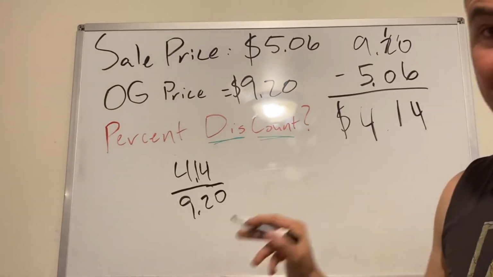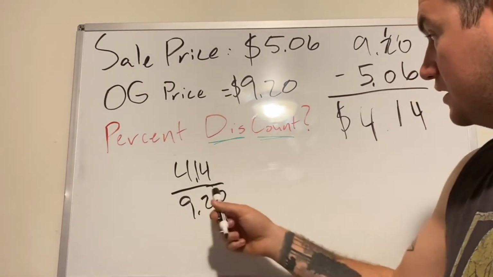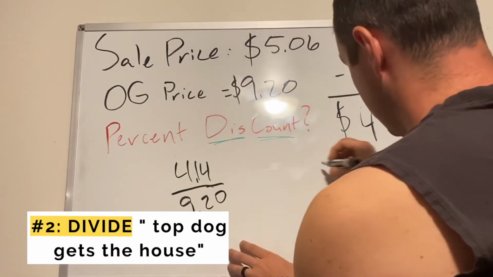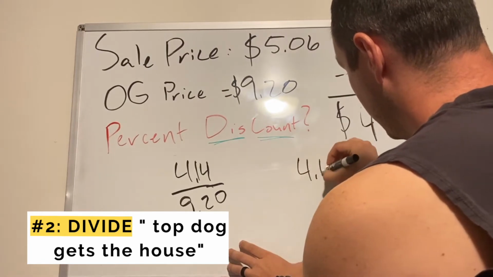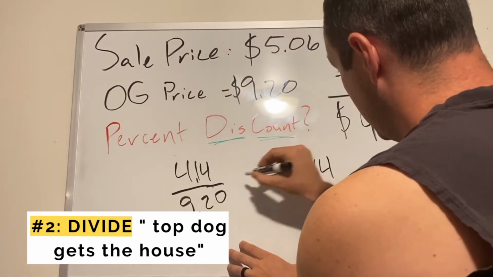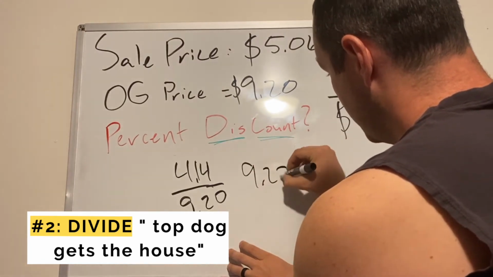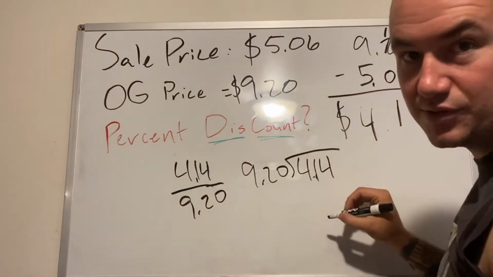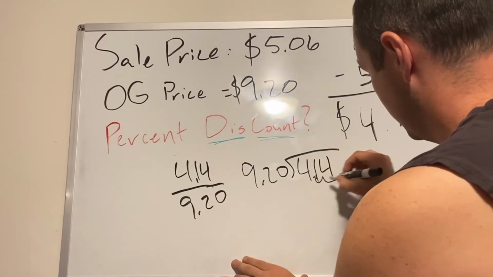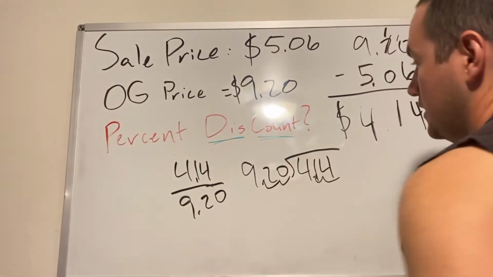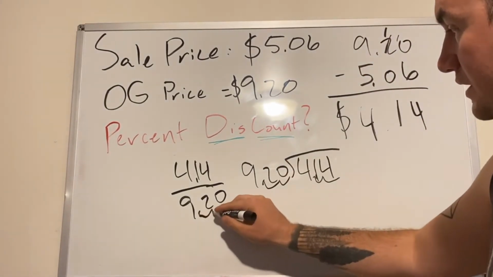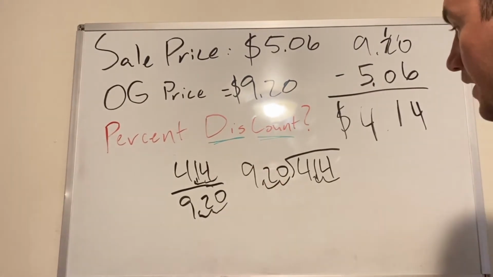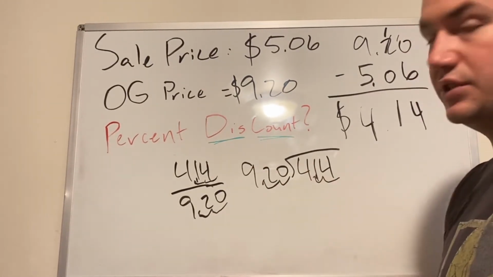Now this looks like messy math, right? This is gonna be tough. Top dog gets the house. We put 414 inside, 920 outside, and start doing our division. Now we don't like decimals outside, so we move the decimal 2 places to the right. Since we did it to the top and the bottom, it doesn't change the number, all right? Now, we can go through and do our division.